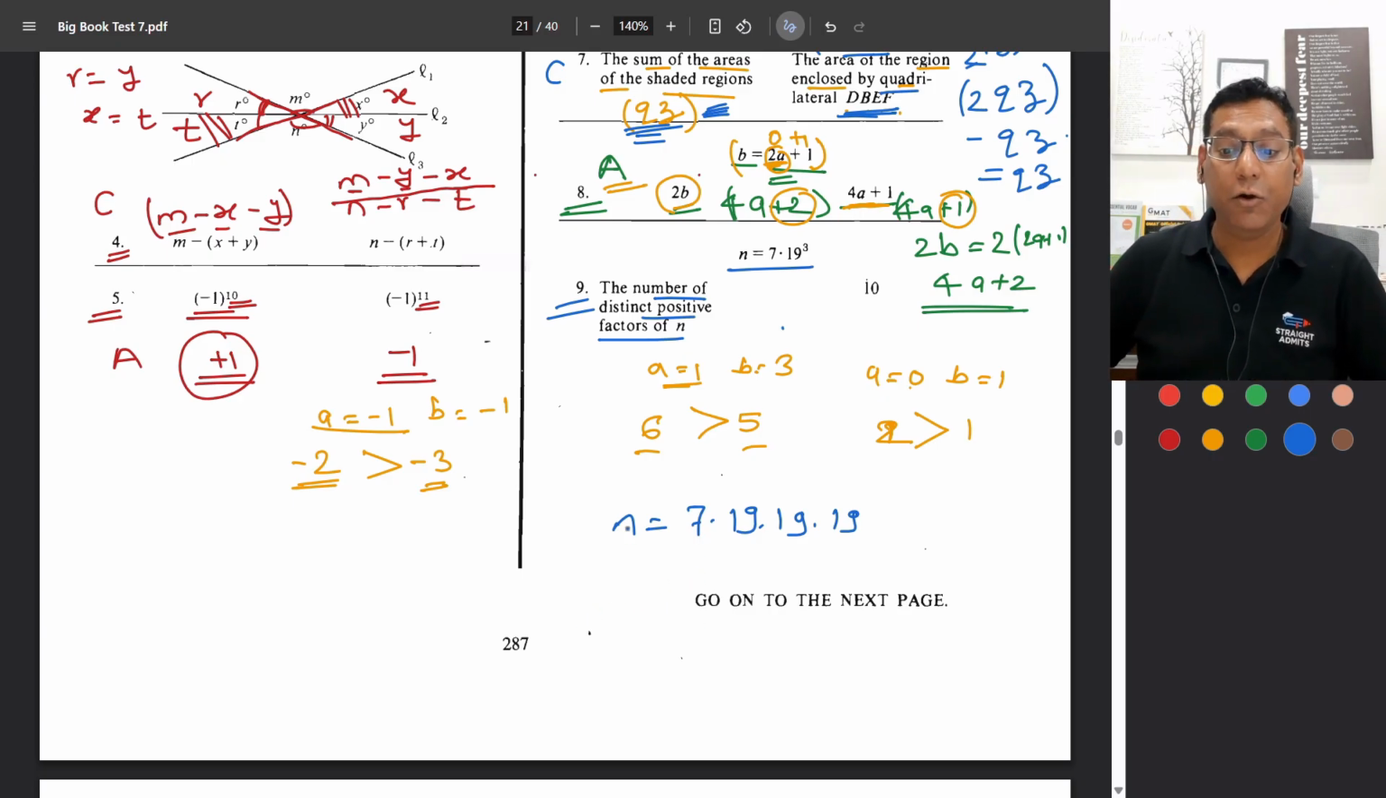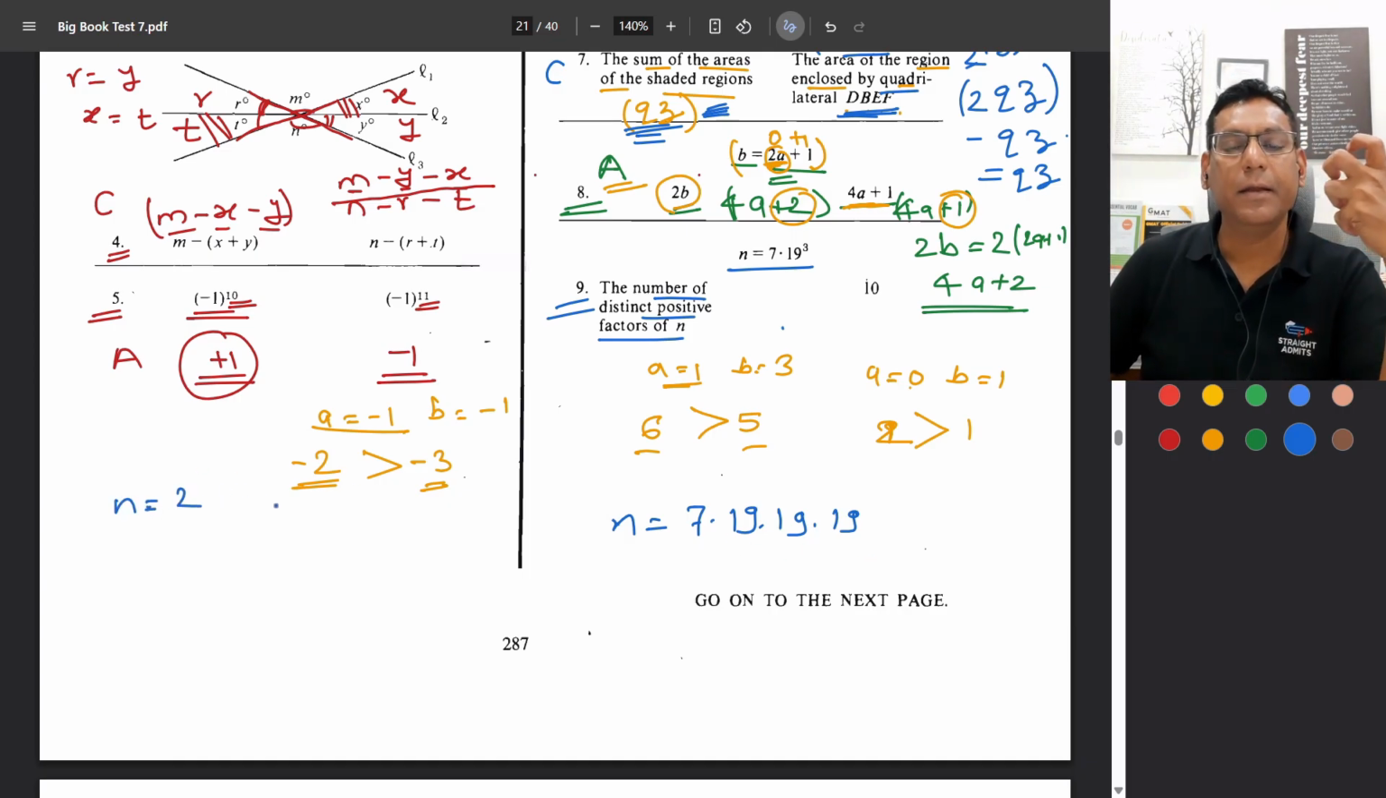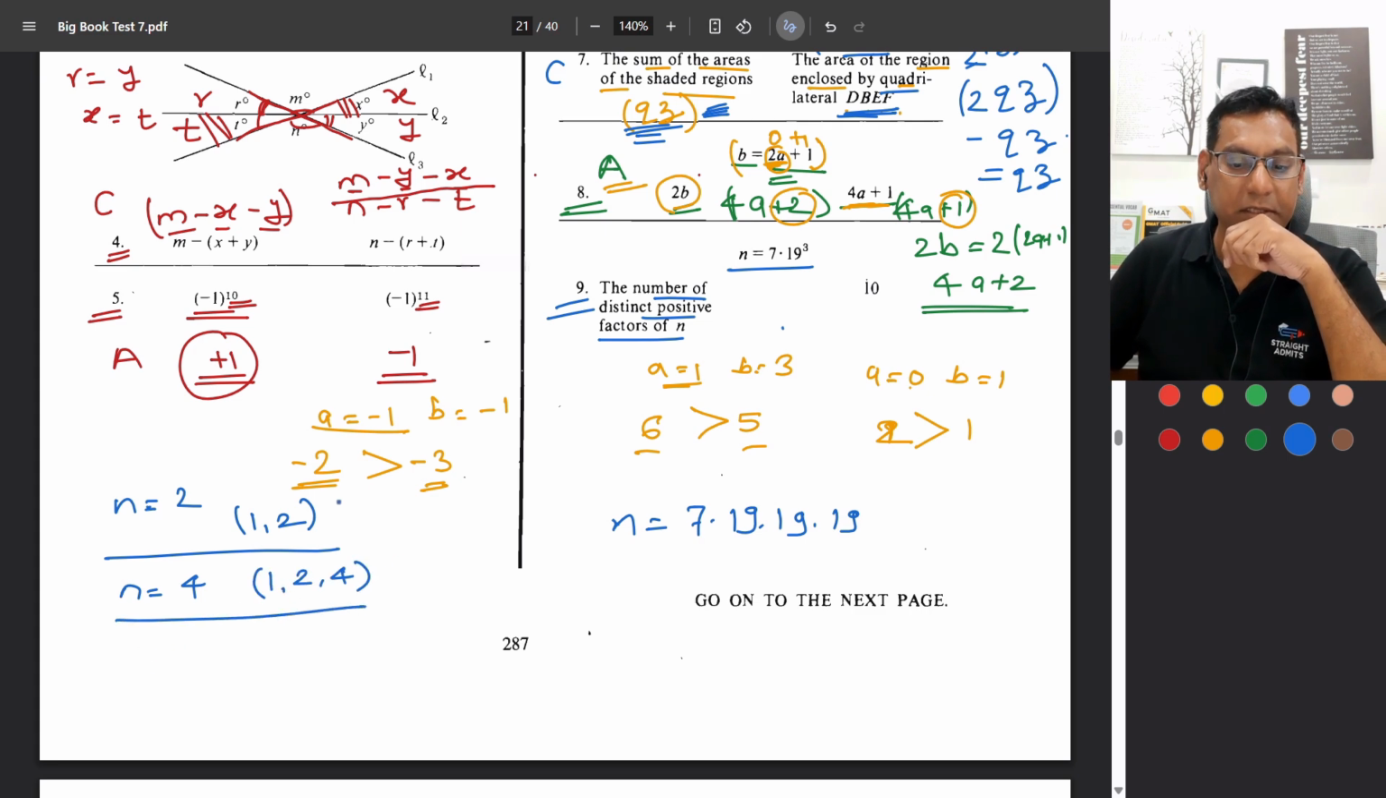Now, how do we find out the number of factors of a number? Let's say I take a number n is equal to 2. How many ways can I represent 2? What are the different factors of 2? So I know 1 and 2 are the factors. I'm just trying to observe the logic here. Let's say n is equal to 4 I take. So I get 1, 2 and 4. That means 3 factors, where here there were 2 factors.